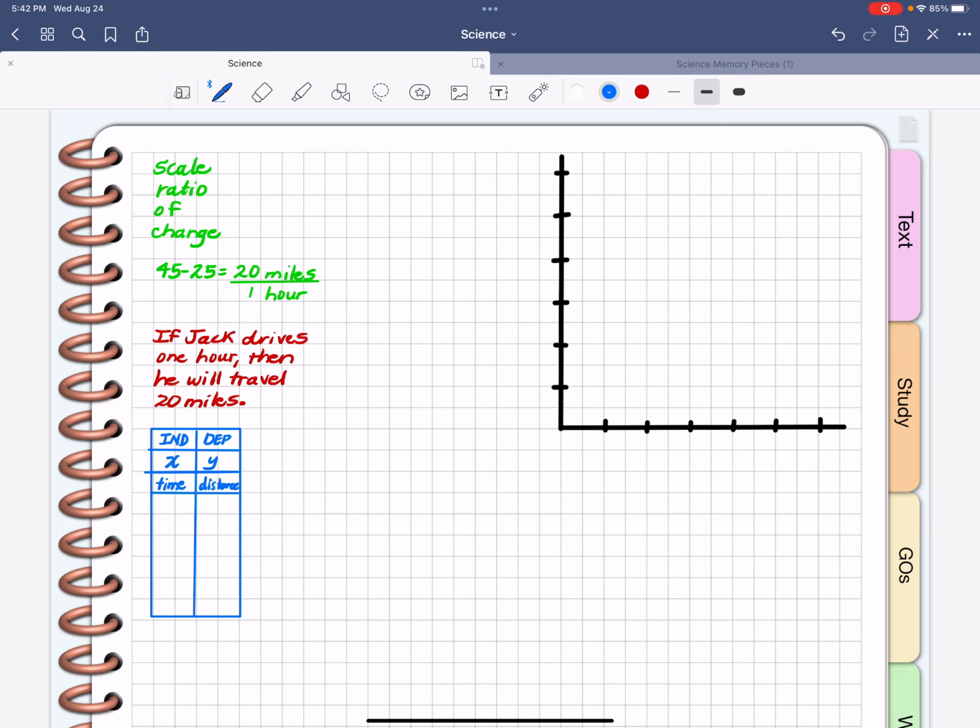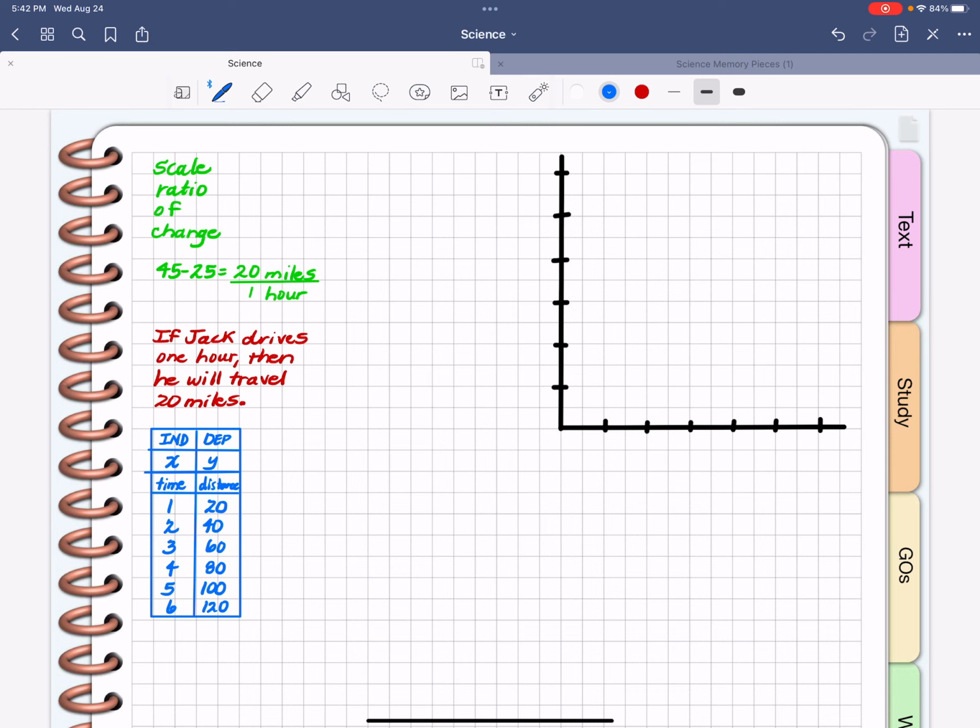And so here is our scale ratio. We have 20 miles to 1 hour. So 2 hours would be 40. 3 hours would be 60. You see how those Y values are increasing? That would suggest to me a positive slope. 80, 100, 120.